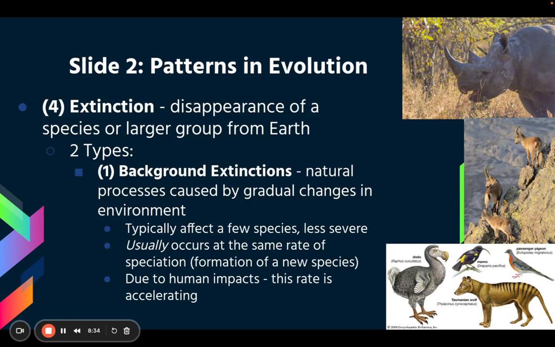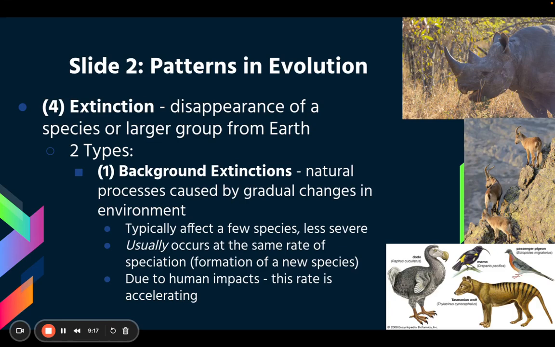The first is called a background extinction. Background extinctions are caused by local changes in the environment that can be natural, like a forest fire, or man-made, like habitat destruction and poaching. Background extinctions affect only a few species in a small area and tend to be less severe overall to the ecosystem. One positive of background extinctions is that they generally occur at the same rate of speciation.